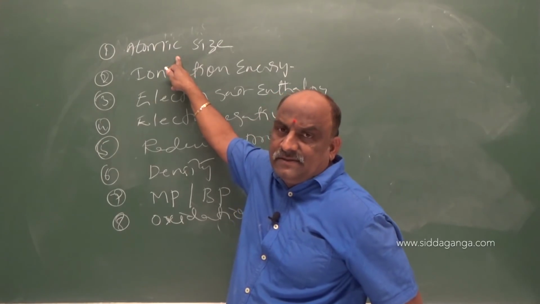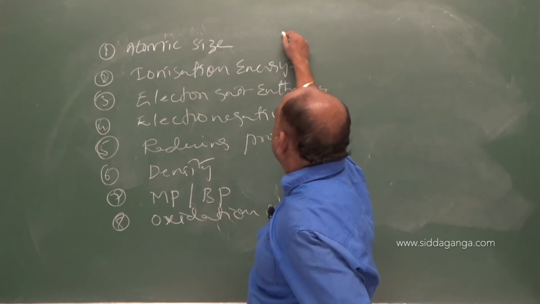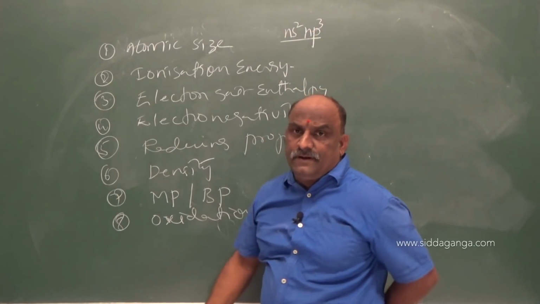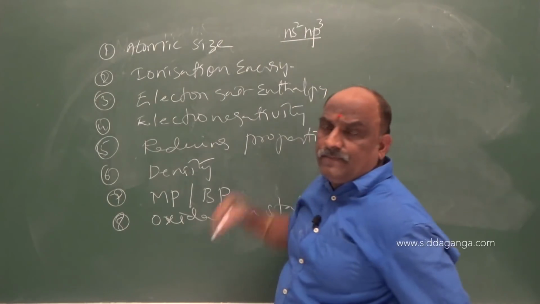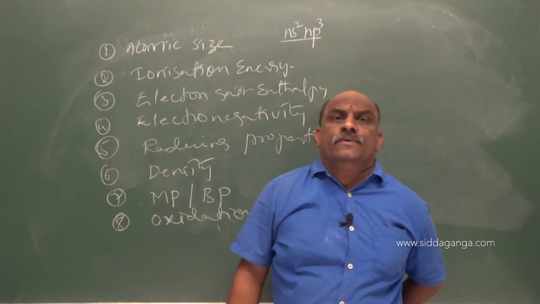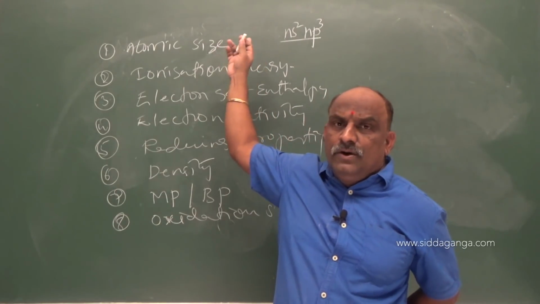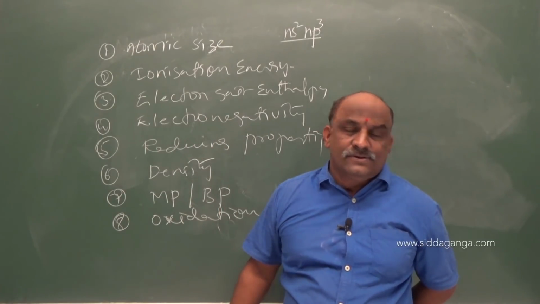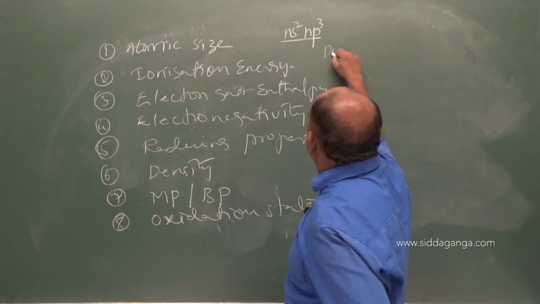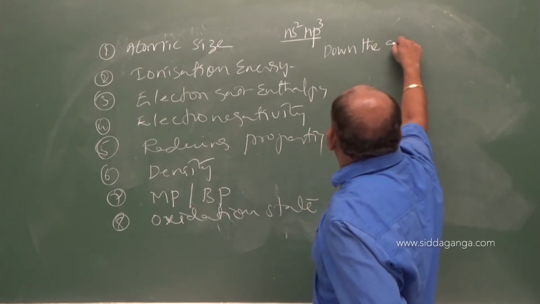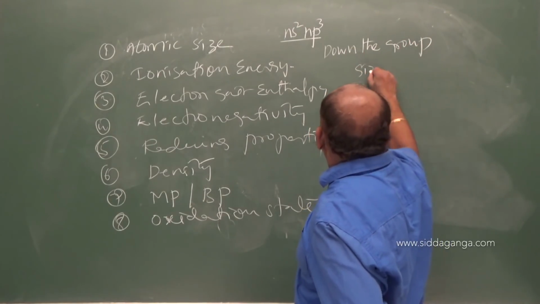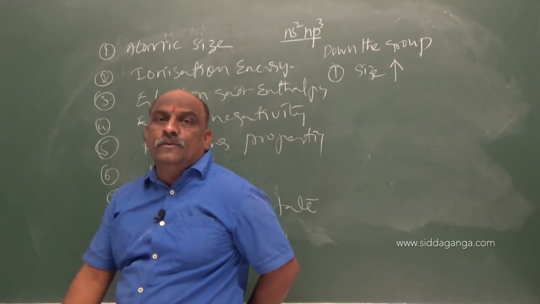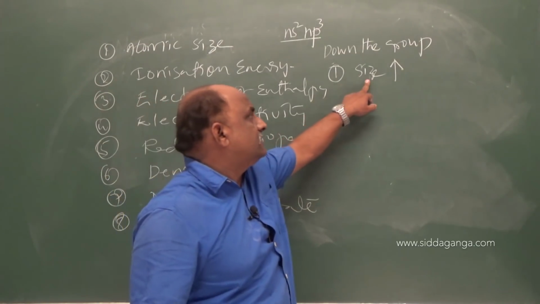So atomic size, already we know the general electronic configuration of 15th group elements, ns2np3. What does n stand for? Principal quantum number. For nitrogen it is 2, while going to phosphorus, arsenic, antimony, the number increases: 3, 4, 5, 6 like that. So down the group atomic size increases.